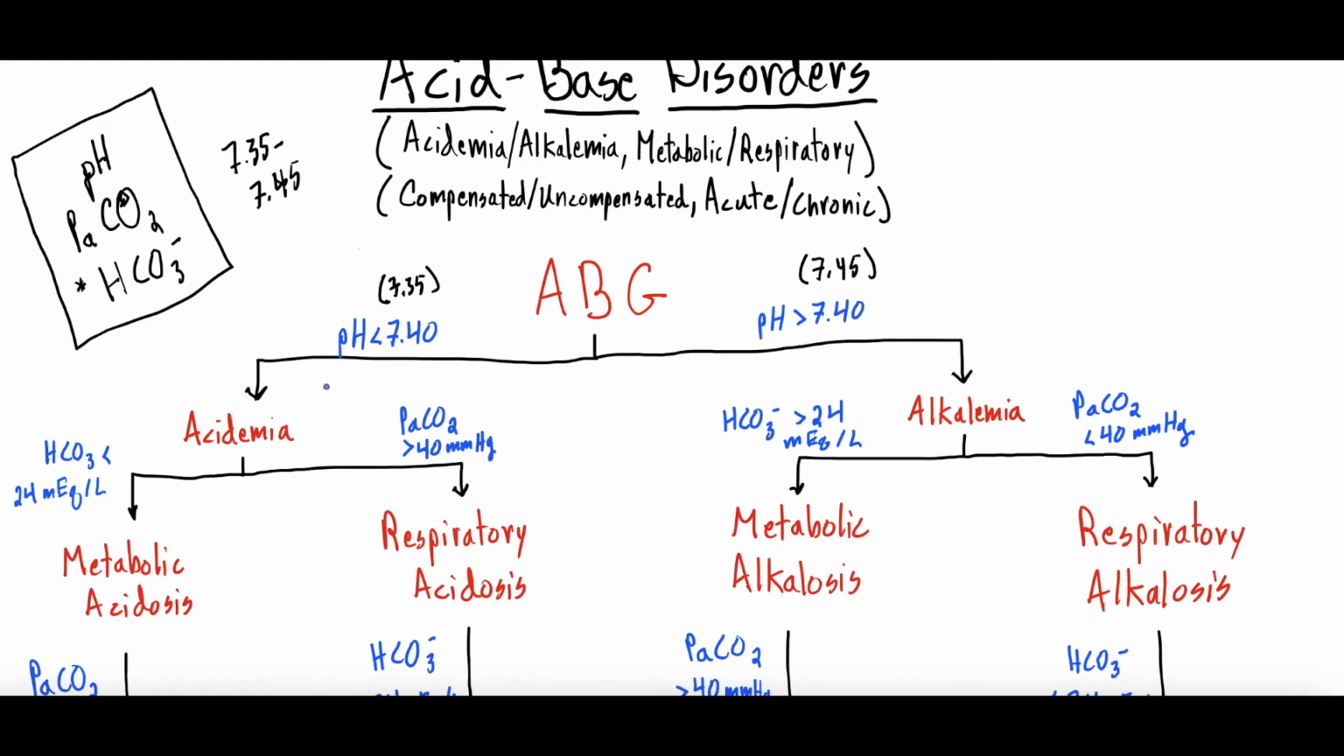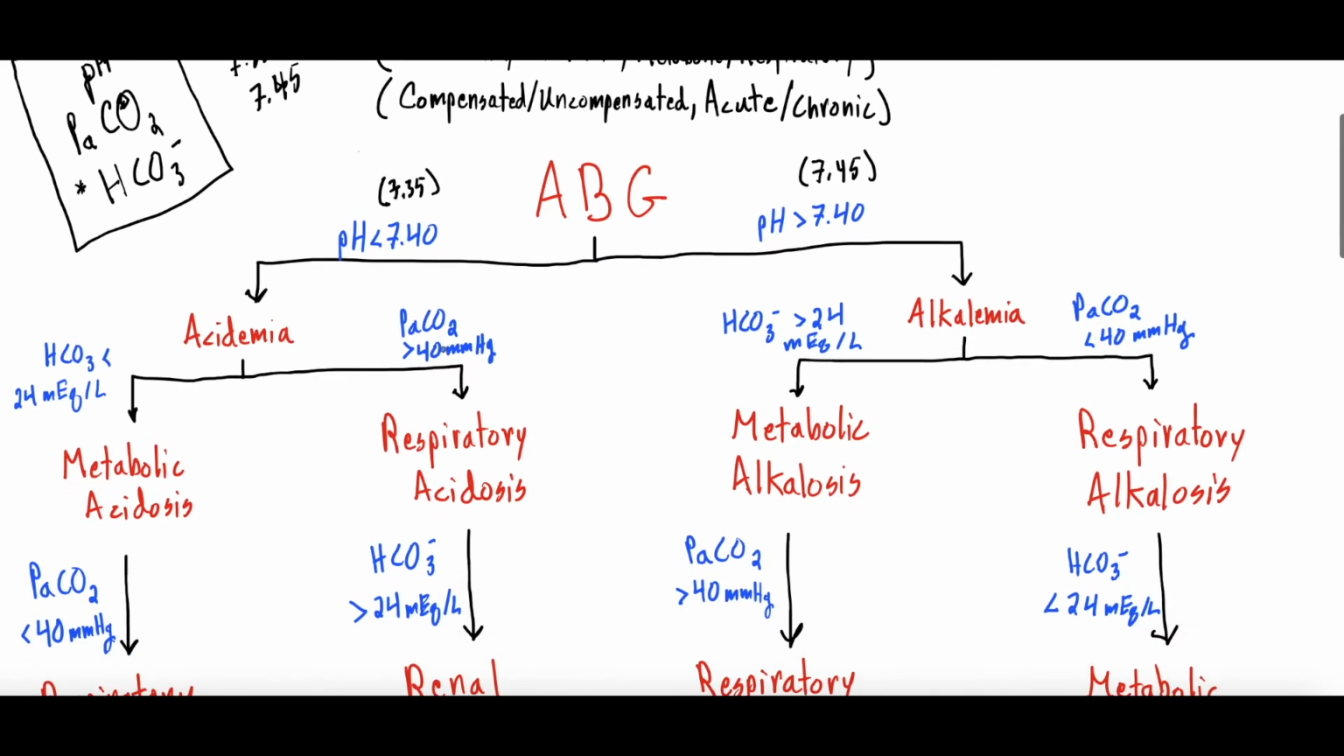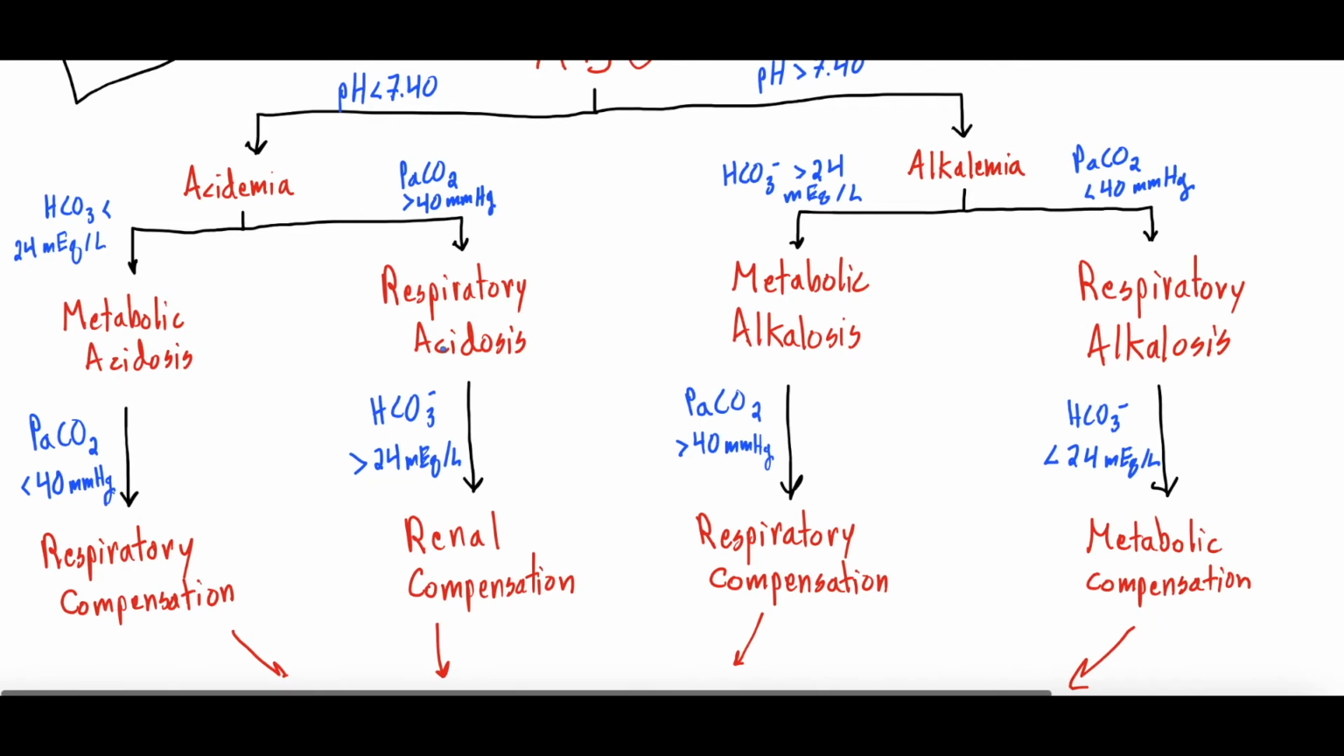If we start with acidemia, we get our arterial blood gas and that pH is less than 7.4 or less than 7.35, so we know there's an acidemia. The next thing we're going to look at is the bicarb or the PaCO2. So we're going to look at the bicarbonate level or the PCO2 level, the carbon dioxide level on that blood gas. If that bicarbonate is less than 24 milliequivalents, then you know that acidemia is a metabolic acidosis.